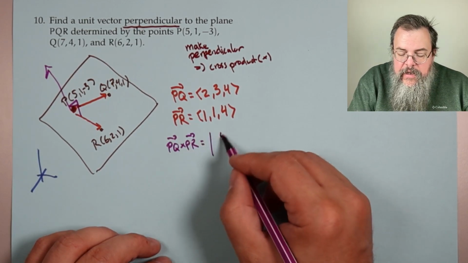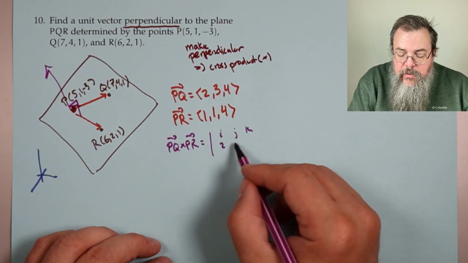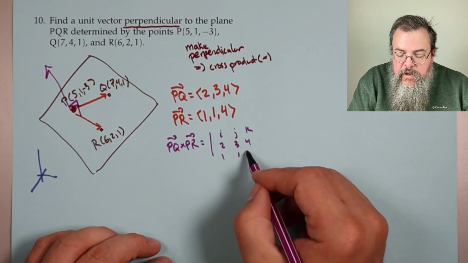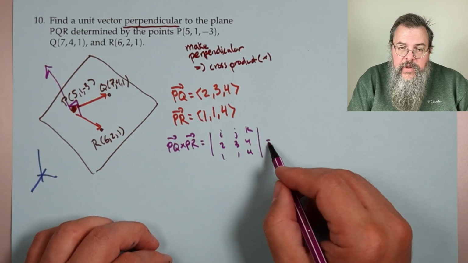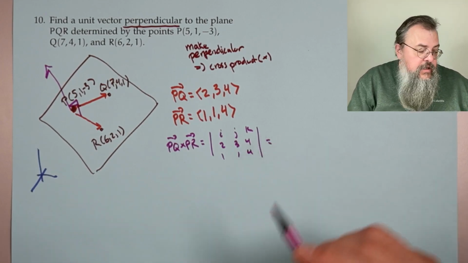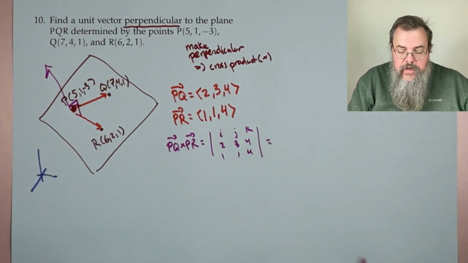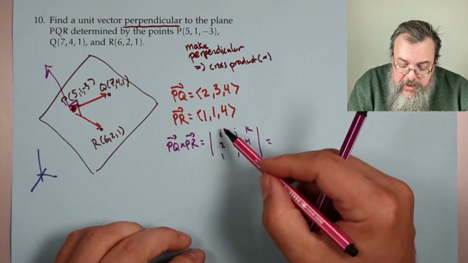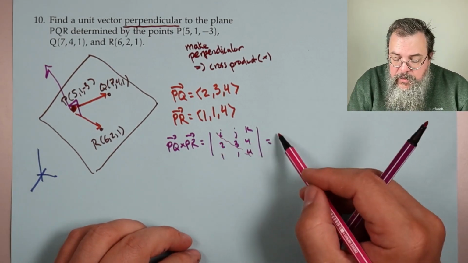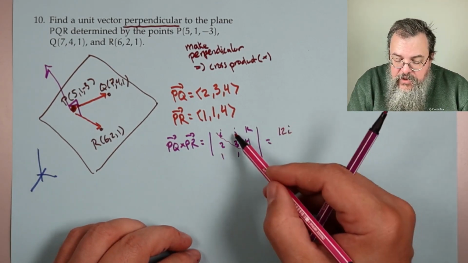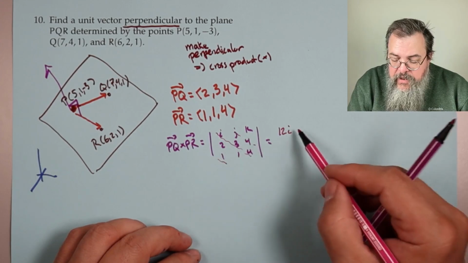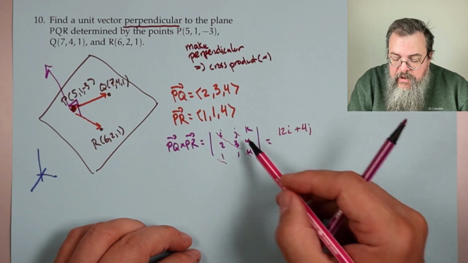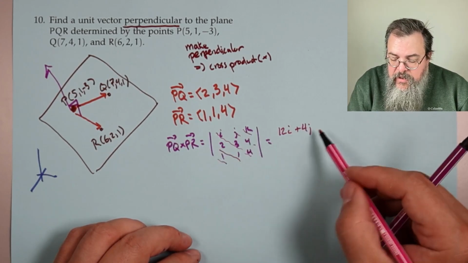All right, I, J, K, 2, 3, 4, 1, 1, 4. All right, well, diagonals, right? So let's go through our diagonals. We have I times 3 times 4, 12I. J times 4, wrap around, times 1, 4J. K times 2 times 1, 2K.